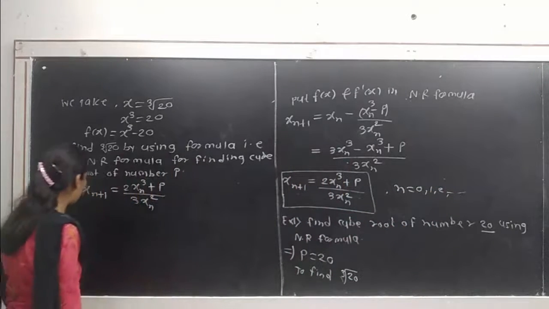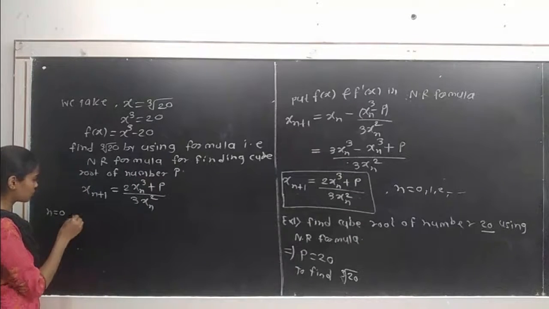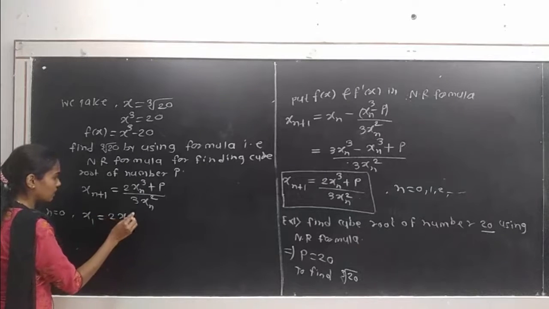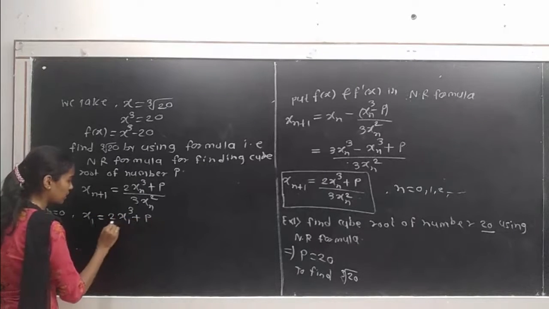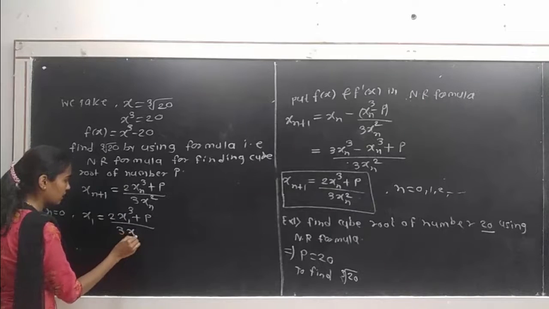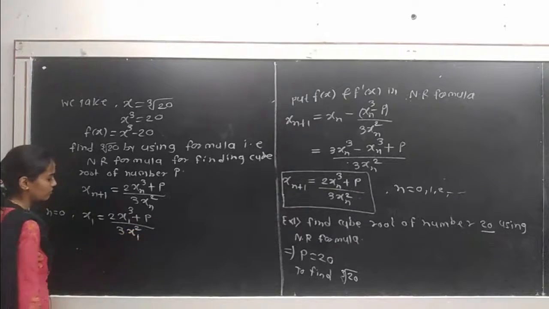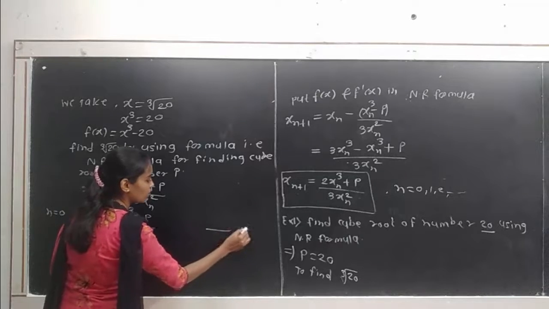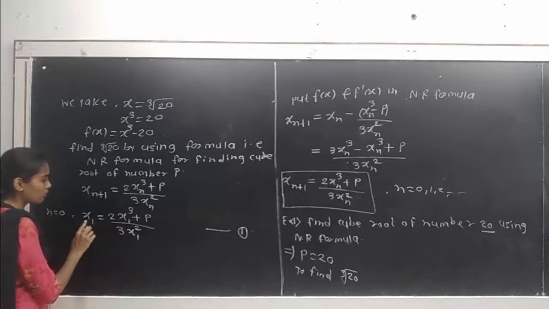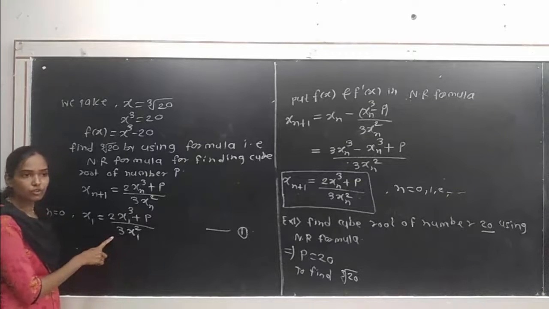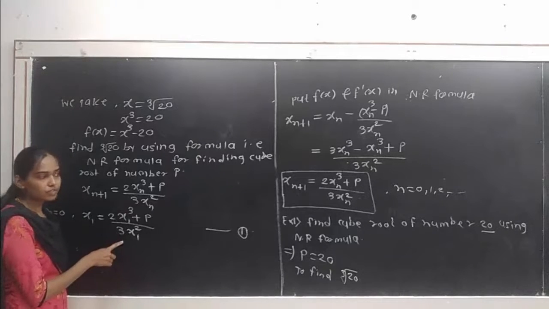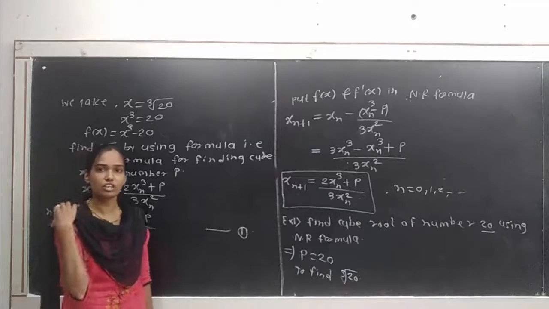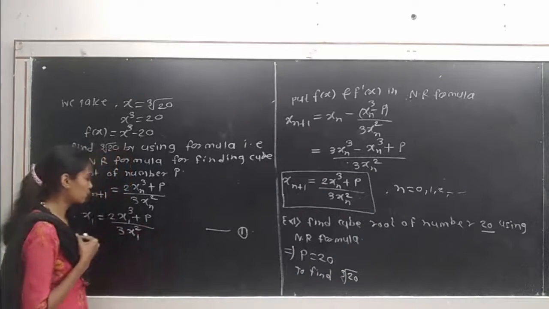Then for n equal to 0, we get x1 = (2x1³ + p) / (3x1²). Take it as equation number 1. For that formula, we know that we have to first find the initial approximation, or consider the initial approximate root.